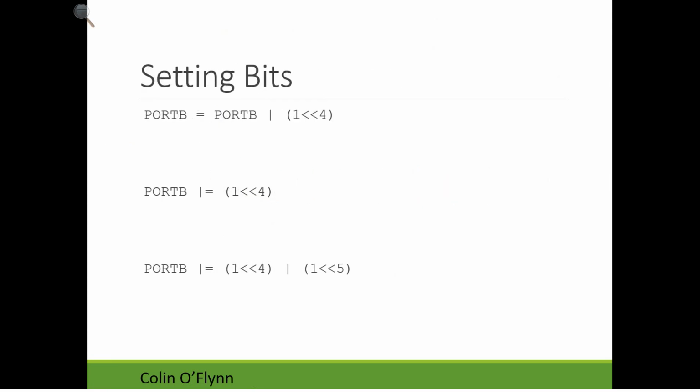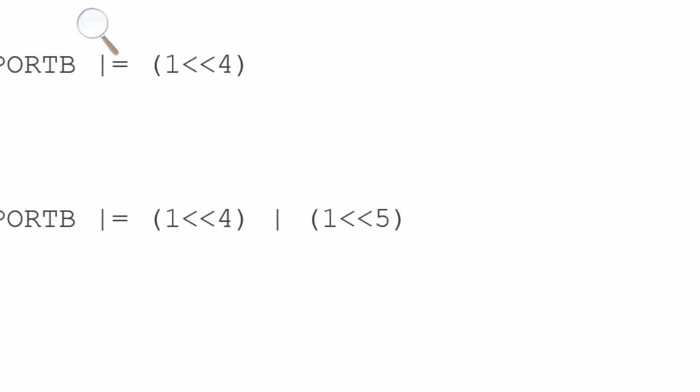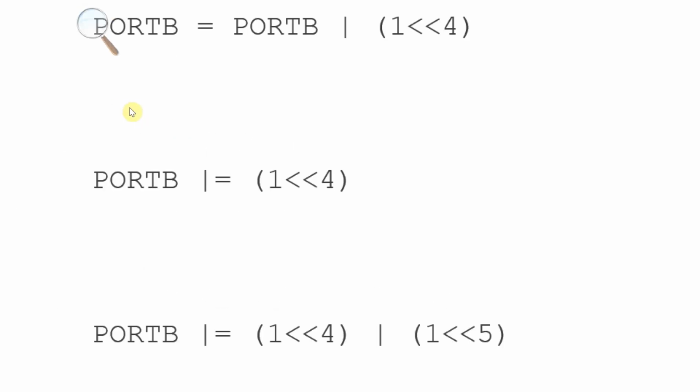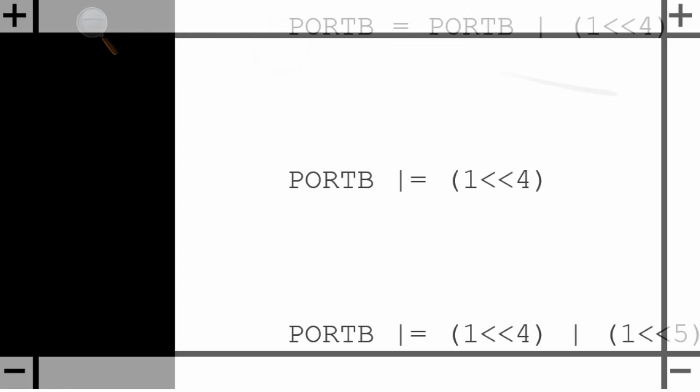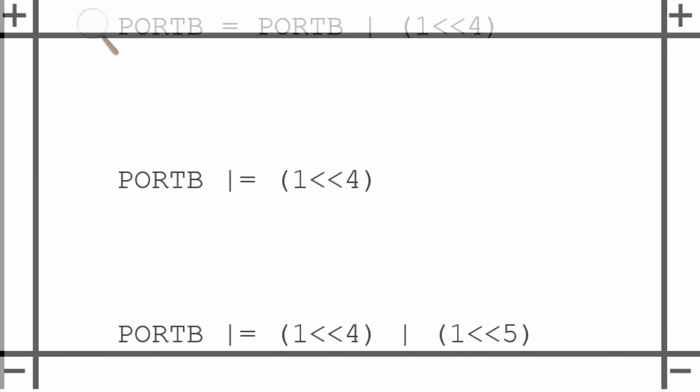If you want to set individual bits, the easiest way to do it is the normal construct, something like this. All it means is that I'm taking the value in the port.